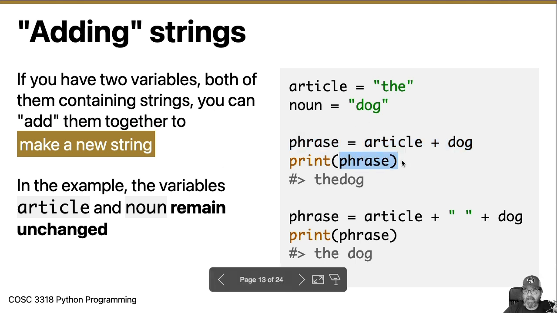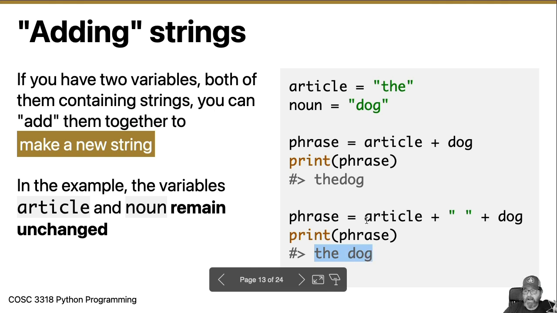And then when I print it out, I get the dog, because the dog is THE and then DOG together. If I want to put a space between them when I add the two strings together, I just do that: article plus a string that just has a space in it plus dog. And now phrase is the space dog.